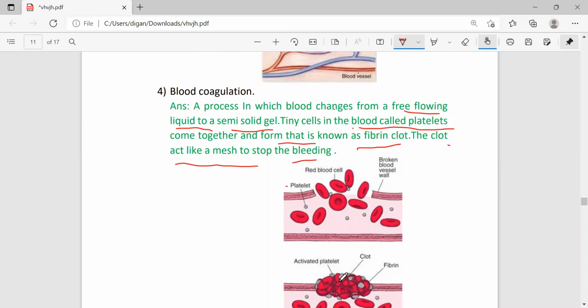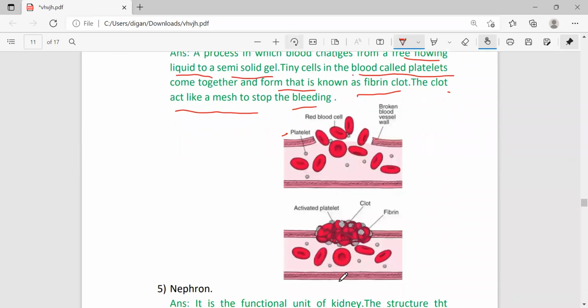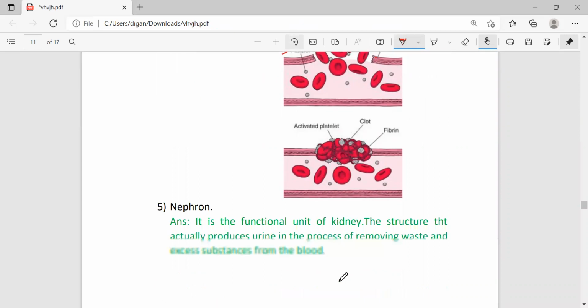So these are the platelets, and these platelets come to the injured portion, and there they make a network-like structure, and as a result they clot the blood. And for this answer also, for a brief description, you go through my video on blood.